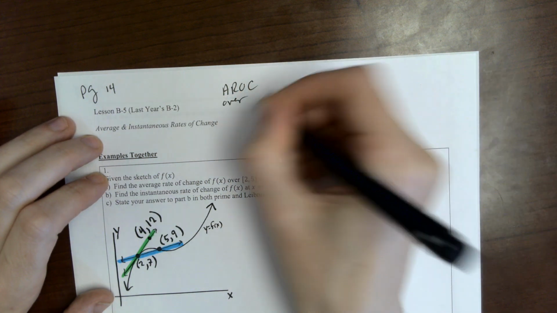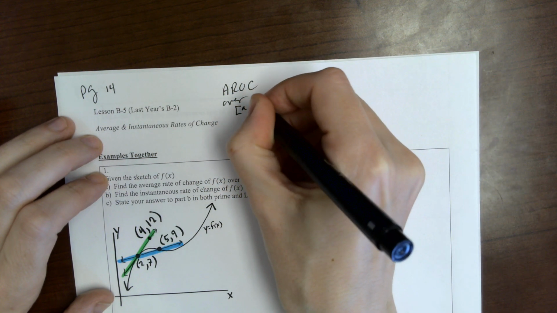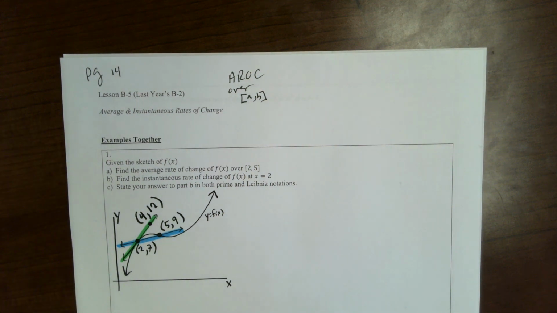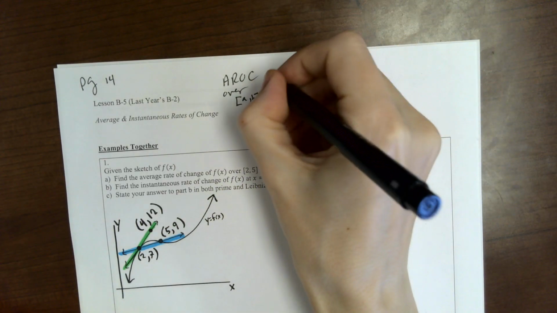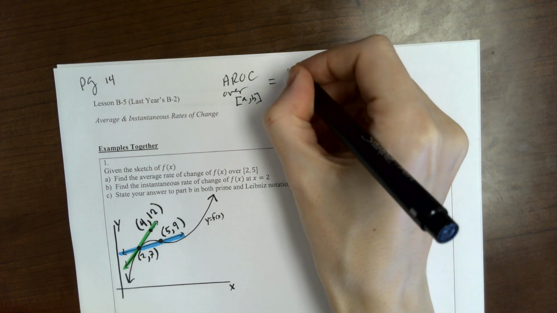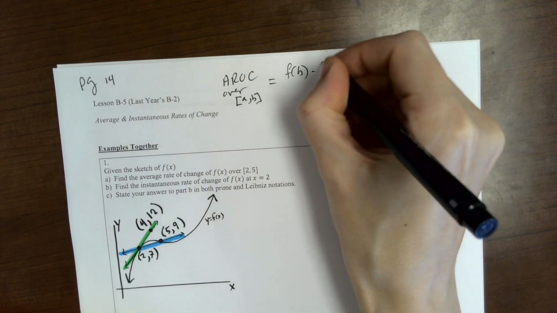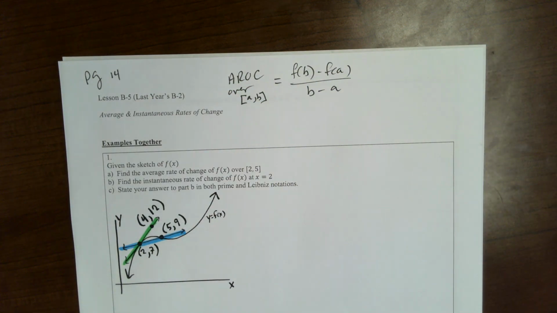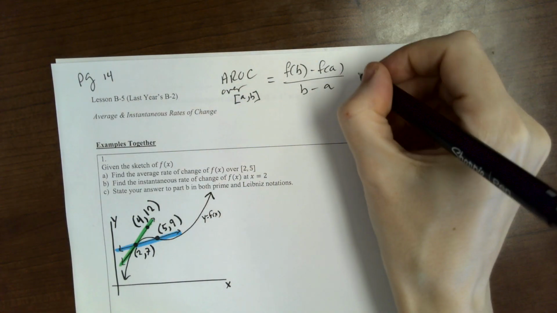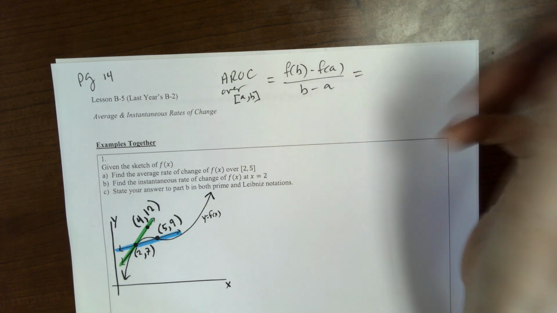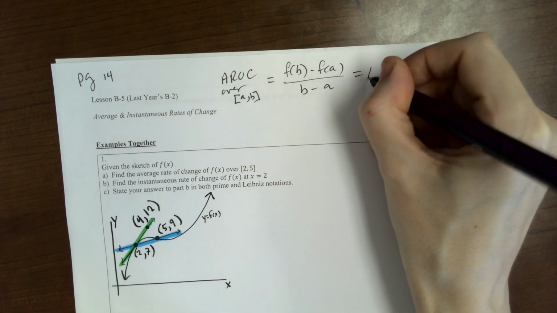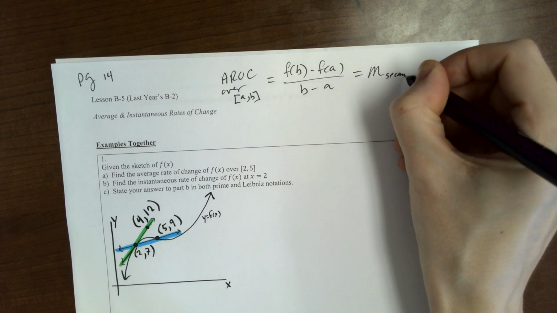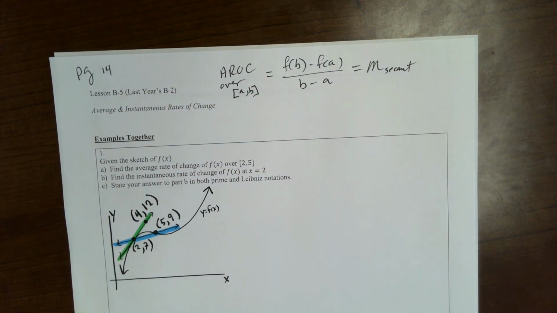AROC over an interval AB. So AROC is average rate of change, and that always happens over an interval. So we talked about last time how this would be f of b minus f of a over b minus a. And another way of looking at this, I'm going to use m for slope, is the slope of the secant line. Okay, and I'll show you in a moment what a secant line is.